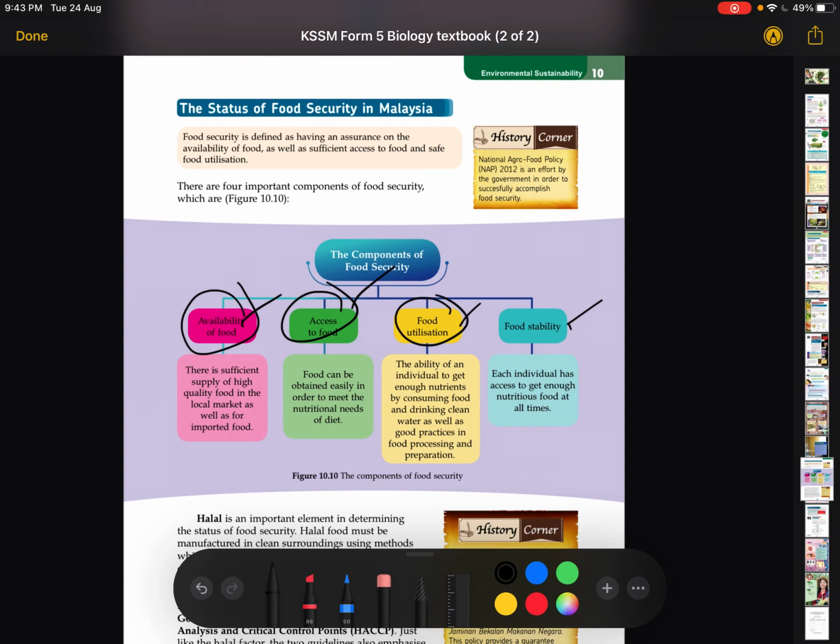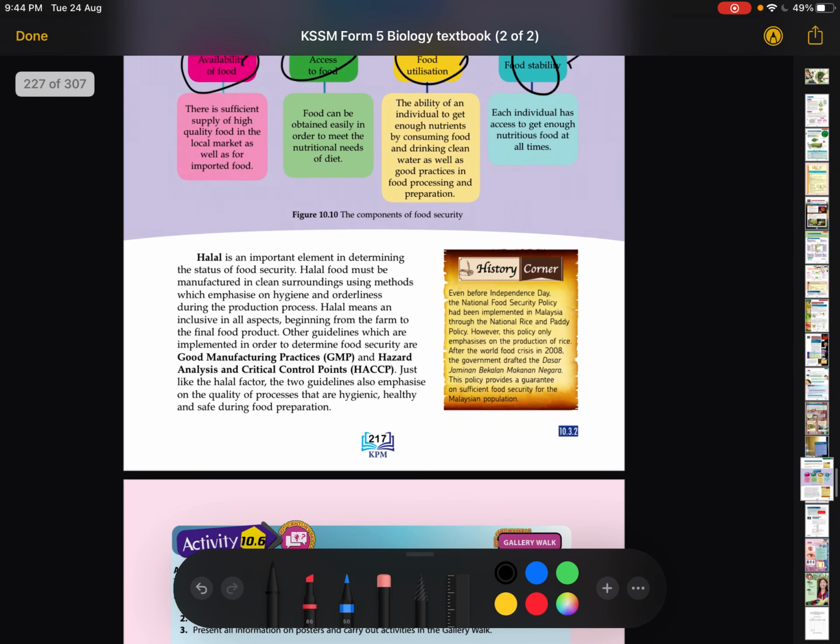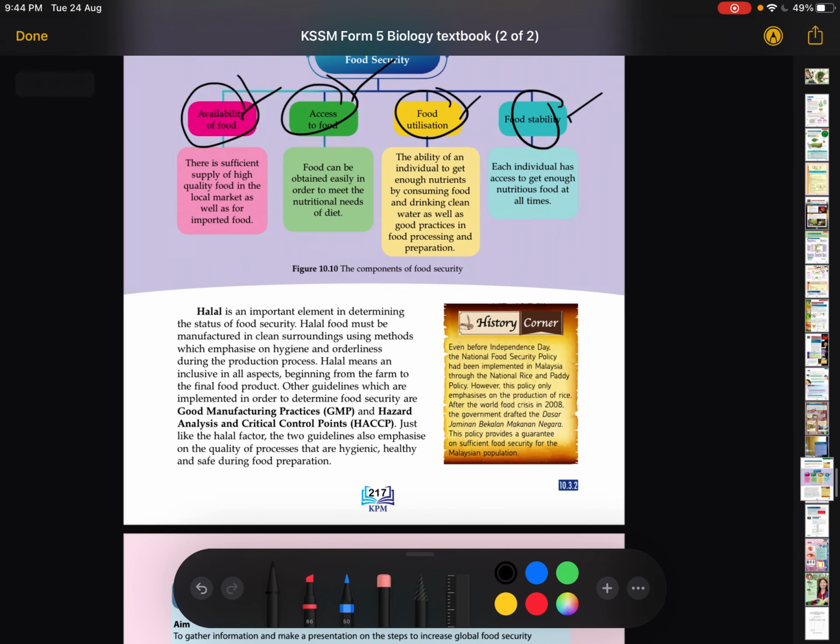Is there enough food in the market? Are you able to get the food? Are you able to use the food properly? And is everyone able to get the food? Like is everyone able to get the food often?